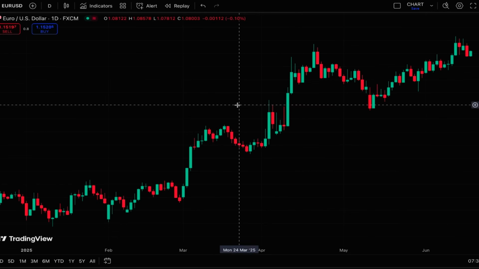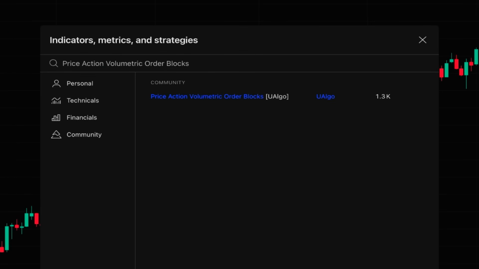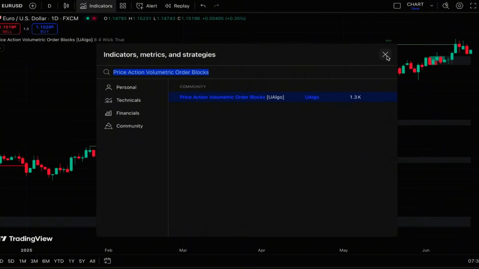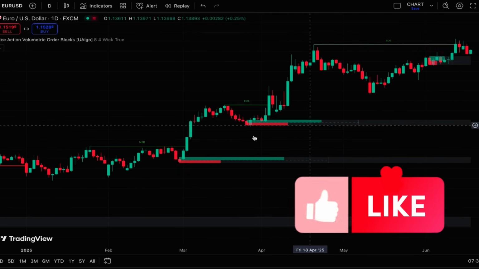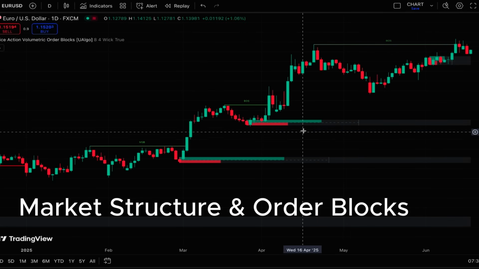Alright, to add the indicator to our chart, here we click on indicators and we search price action volumetric order blocks. This one, which is written by UAlgo. Alright, this is the indicator, and as you can see, it's added some information to the chart related to market structure and also order blocks.